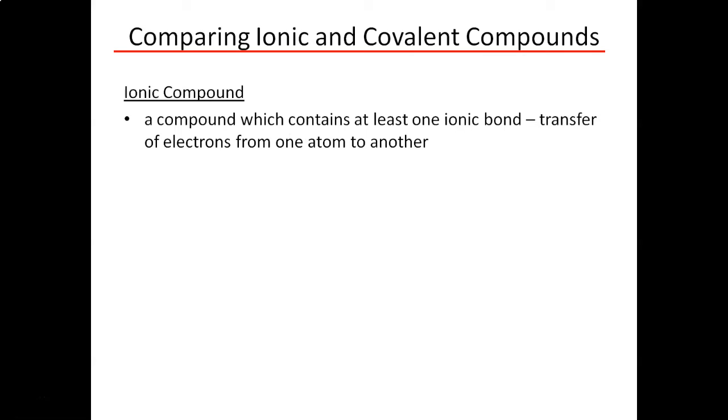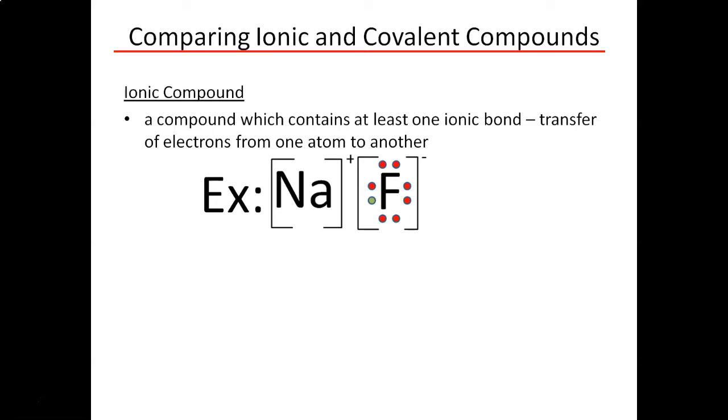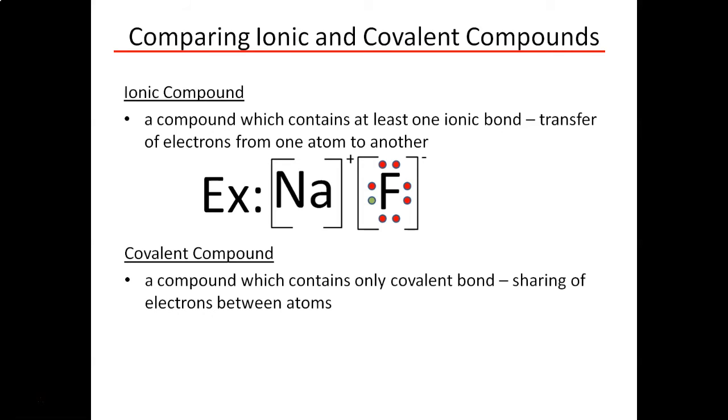Okay. Now, as we said, an ionic compound is any compound with at least 1 ionic bond, where there was a transfer of electrons from one entity to another. So if I have 1 ionic bond, there is 1 transfer of electrons, it's an ionic compound. Okay? And our example was our sodium fluoride. Transfer of electrons formed ions. The ions were attracted to each other through electrostatic attraction.